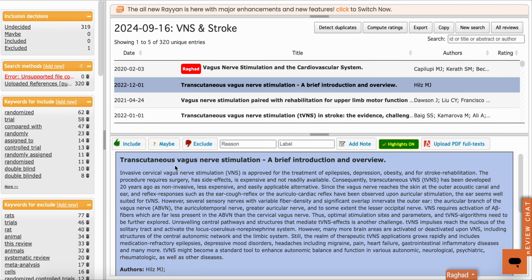Next, transcutaneous vagus nerve stimulation, a brief introduction and overview. Actually, this is also excluded. Why? Because it is a brief introduction overview. It is not an RCT, not case control, not a prospective or retrospective cohort. So excluded.